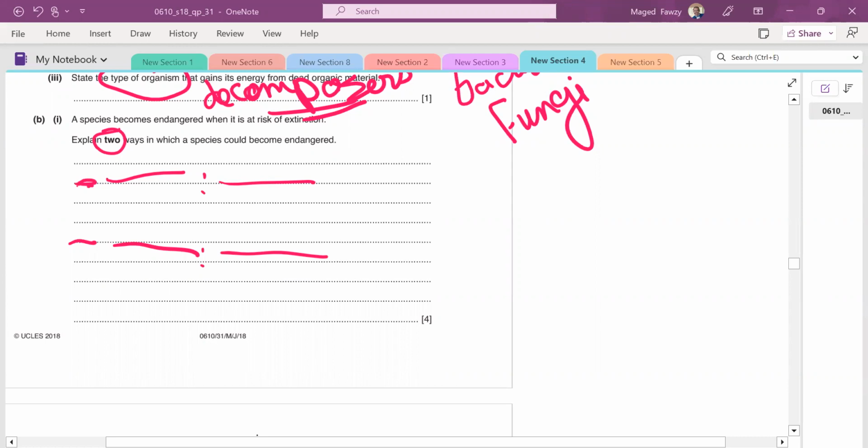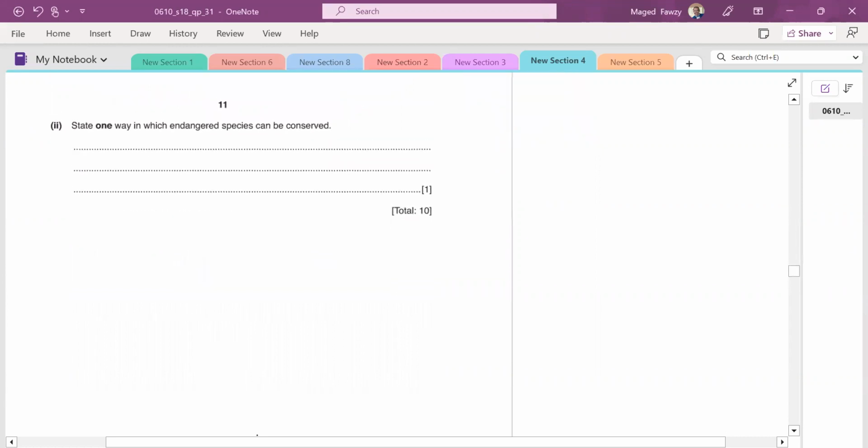أوكي. Next question. Say the food supply dropped. طبعا exactly you can say this as a result of flooding, of drought, of any reason. If you explain this، خدت الـ 2 marks definitely safe. State one way in which endangered species can be conserved.